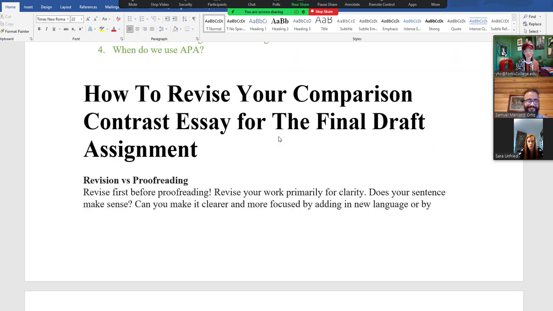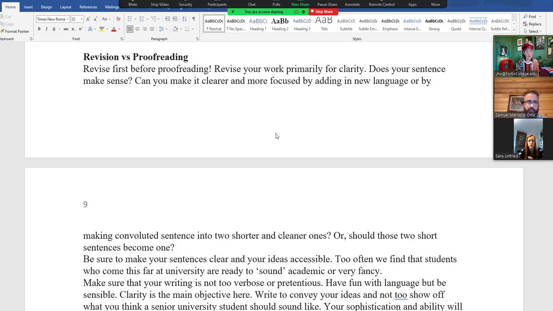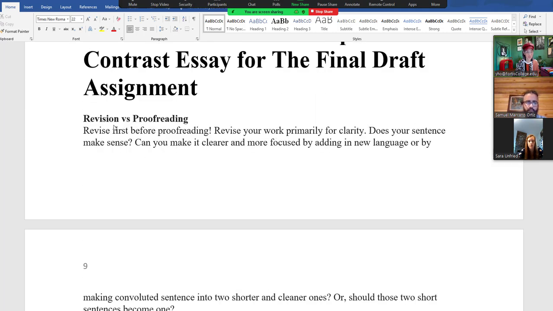So how to revise your comparison contrast essay. First you revise for your essay structure first. Once you make sure your essay structure is good, that's known as revision. Revision is revising for just essay structure. Once your essay structure is good, then you do proofreading. In other words, grammar, APA formatting, and in-text citation.